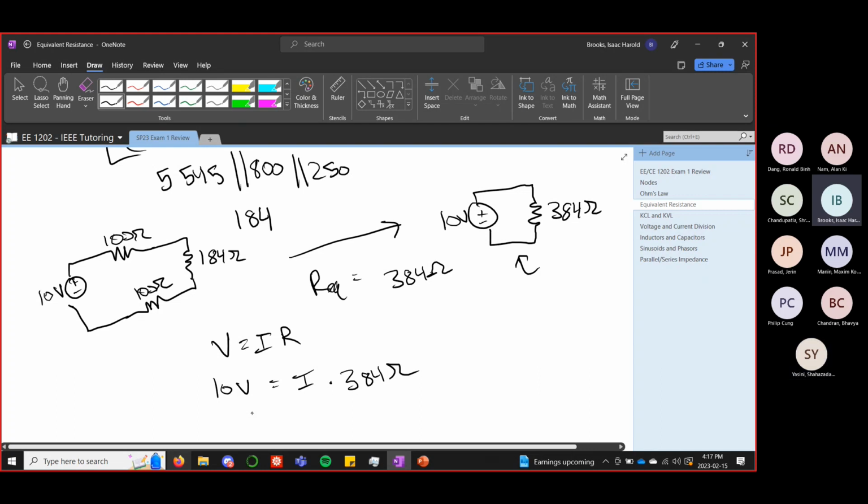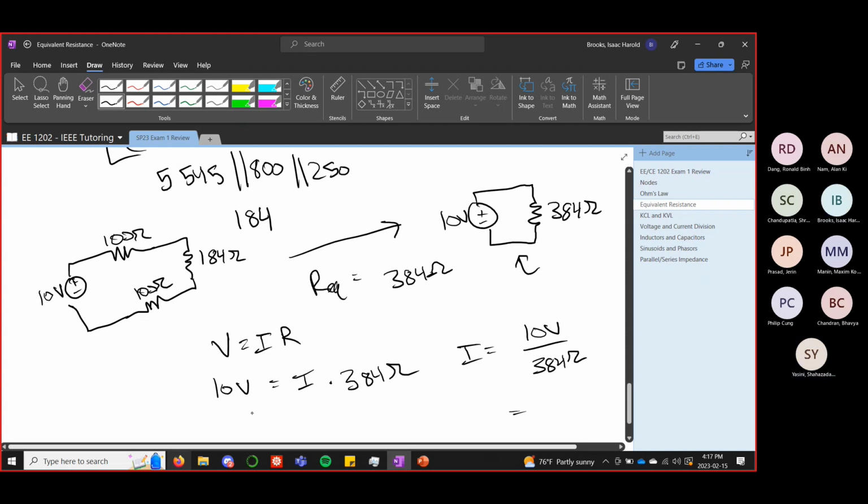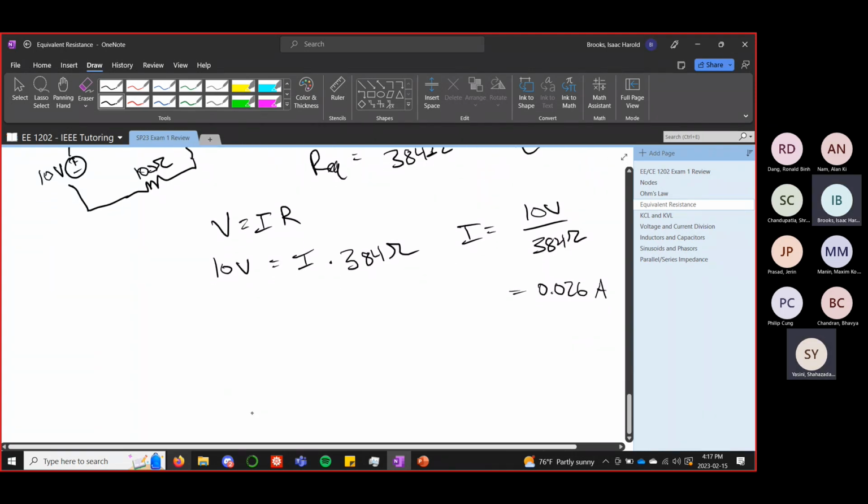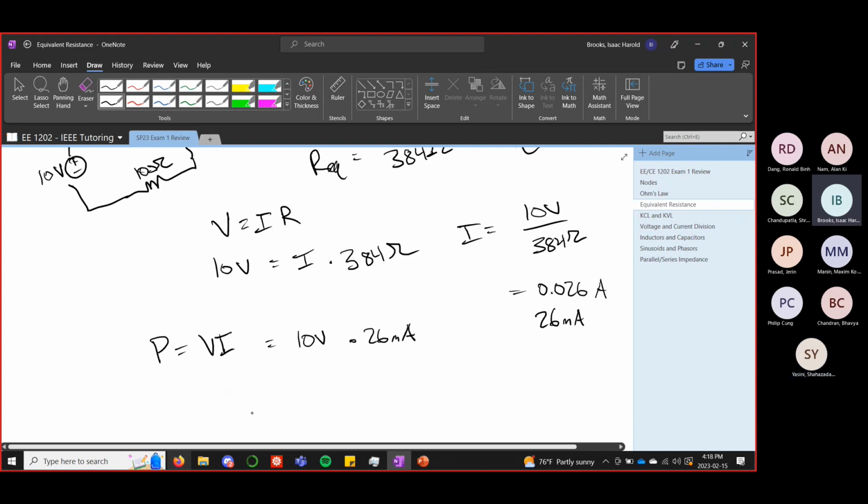We just use Ohm's law and we say that I is equal to 10 volts over 384 ohms, which is 0.026 amps, or that's 26 milliamps. Okay, so then we can also calculate the power. How do we calculate the power? Voltage times current, yeah. So power equals V times I, which is 10 volts times 0.026 amps, which is 0.26 watts, right?